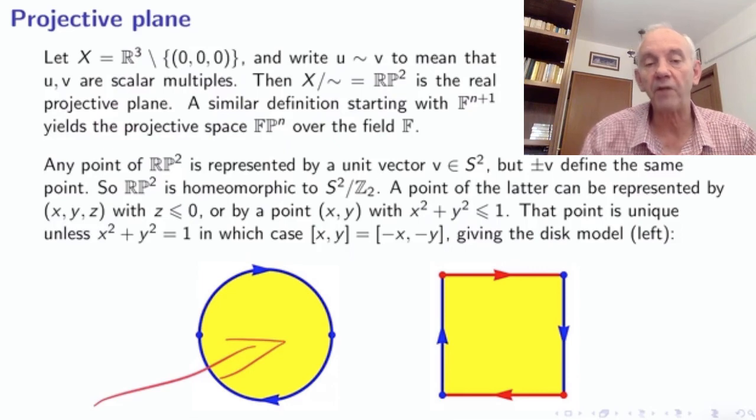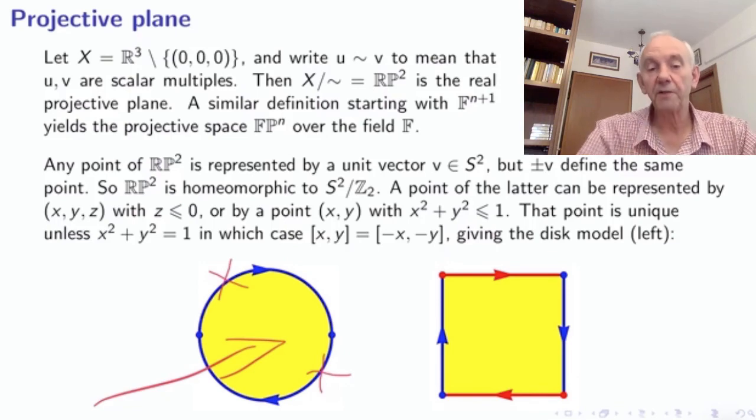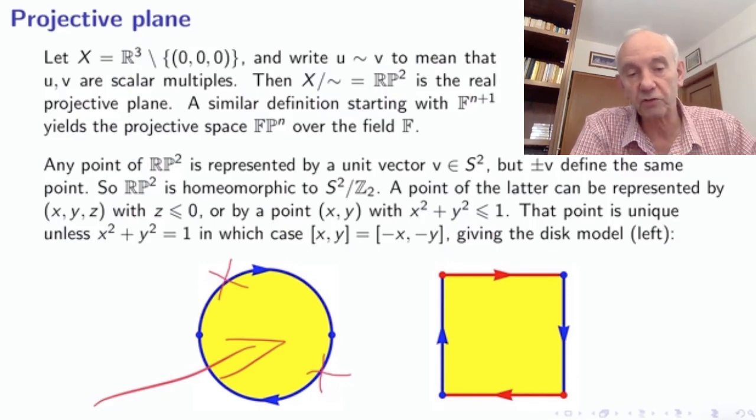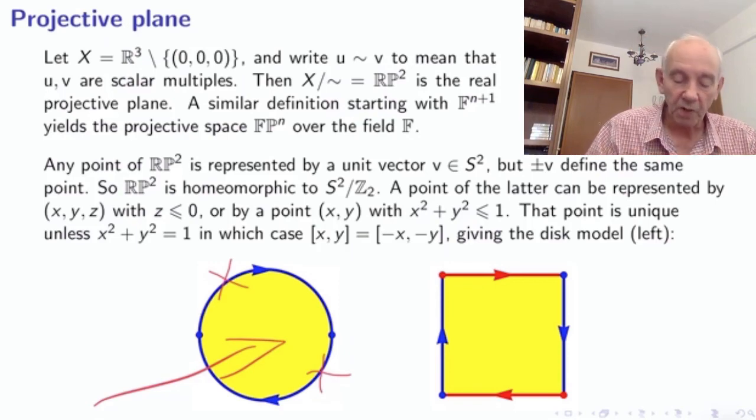And we've got to remember that any point on the equator, for example this point here, the centre of the cross, is the same point as this point opposite it. Those 2 red crosses represent the same point. So what we're simply doing to get the projective plane is to take this yellow disk and identify opposite points on the boundary. So that's why we have the 2 arrows going the other way.